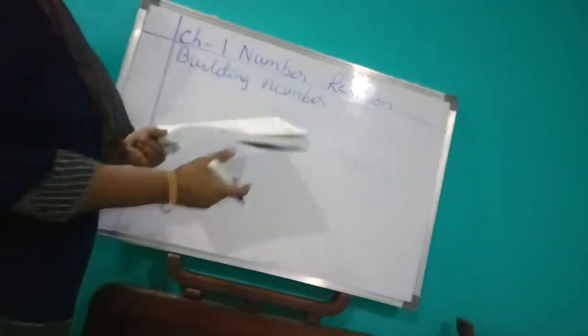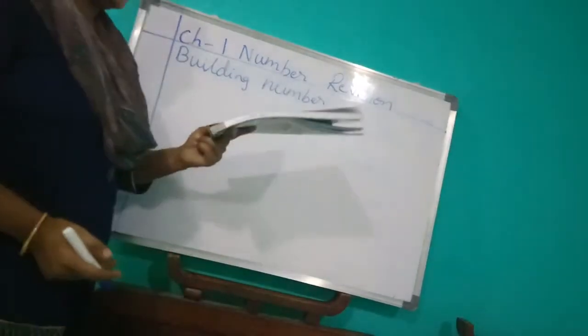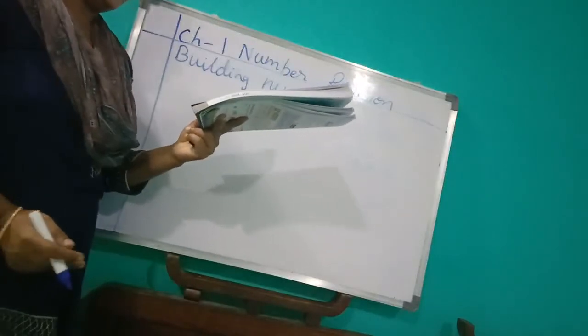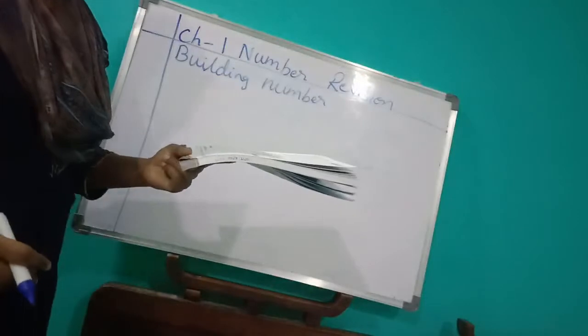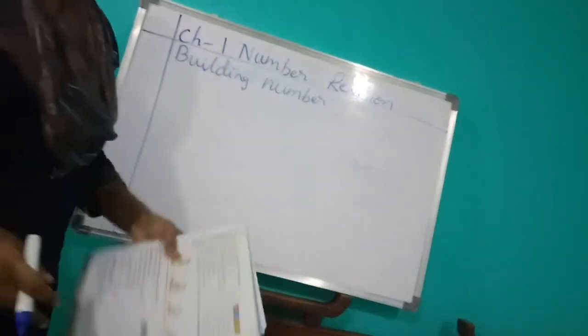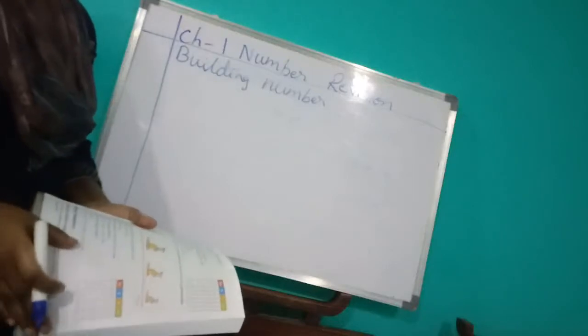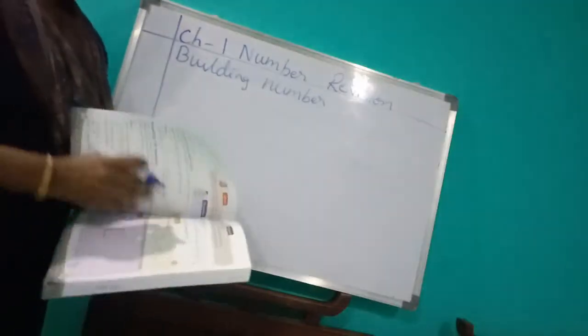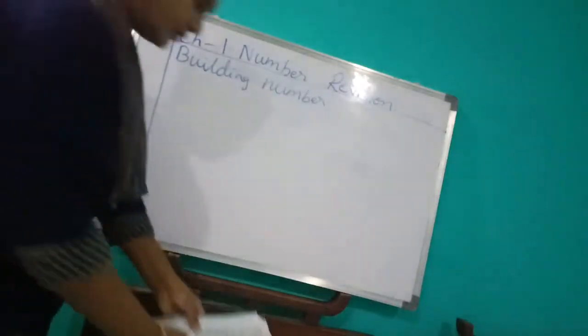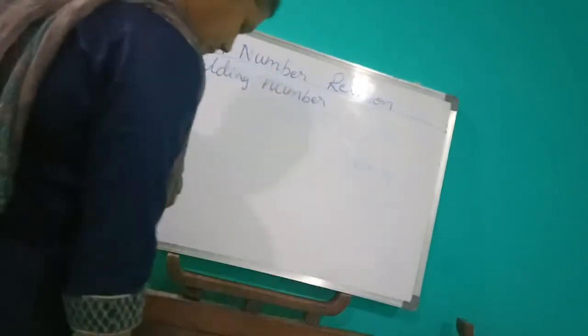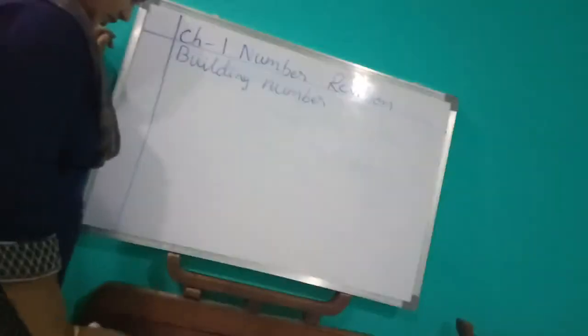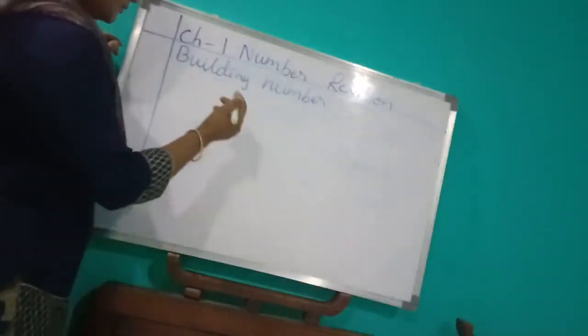We can build the smallest 4-digit number using 4 digits by arranging them in the ascending order. What we have to do? We should arrange in the ascending order. Then only you can build the number. Yes or no children? Listen. Build the smallest 4-digit number using given digits.